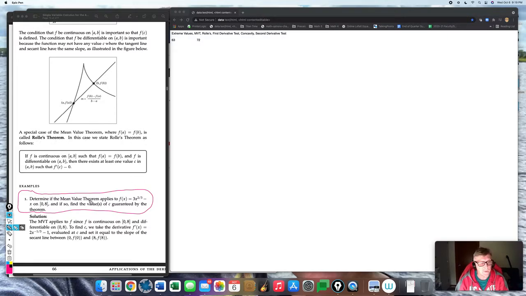All right, so determine if the mean value theorem applies to this crazy function on the interval from 0 to 8. And let me write that out. Our function, it kind of took up 2 lines down here. So what is it? It's 3 times x to the 2/3 minus x on the closed interval from 0 to 8. So we want to know, does the MVT apply to this?